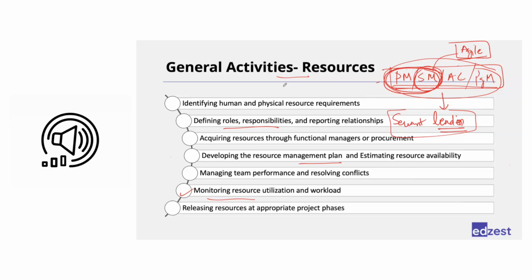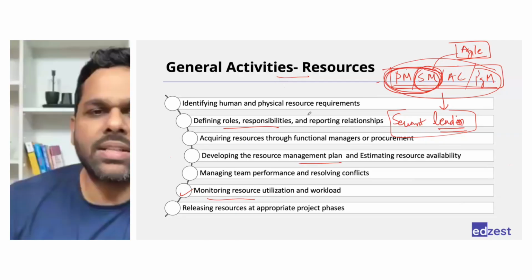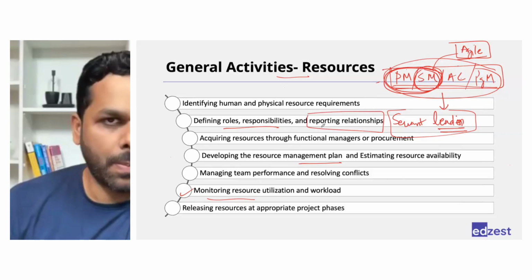And one more thing, defining roles and responsibilities, but what does it mean by reporting relationships? Reporting relationship basically means who will report to whom.